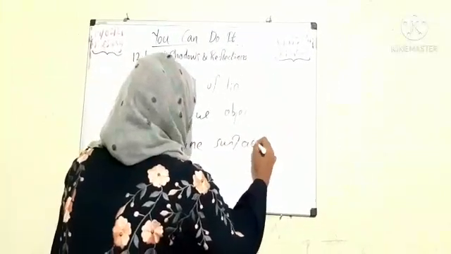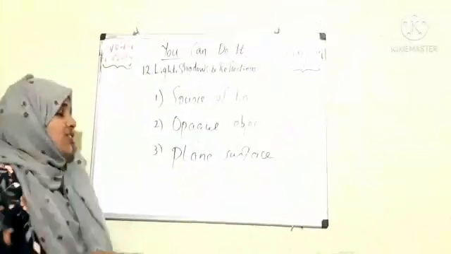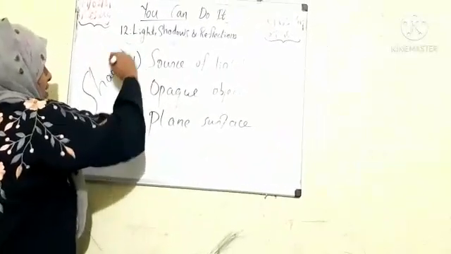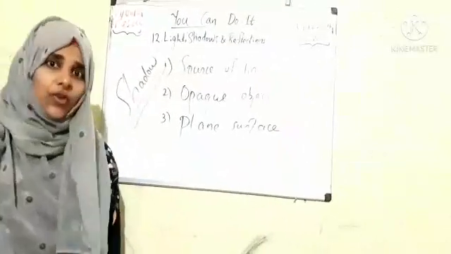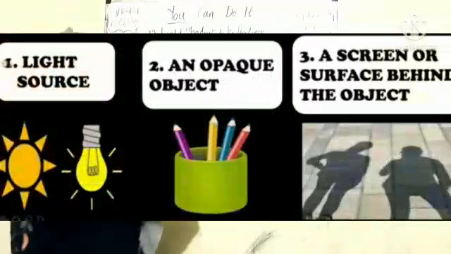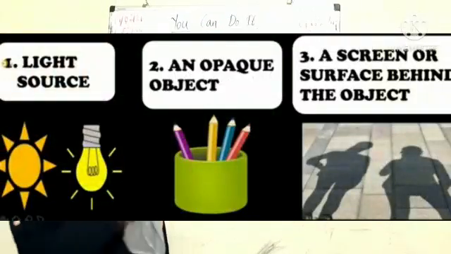So, these are the main three conditions for getting a shadow. Clear all of you? What are they? Source of light, then opaque object and plain surface. Clear? Students, just look at the picture.